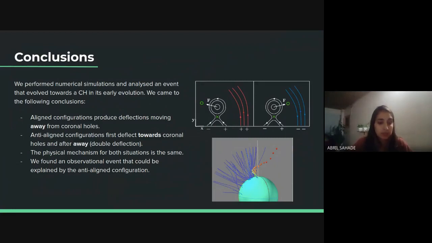Well, the deflection mechanism is the same for both cases. The flux rope is firstly attracted by the null point, and afterwards it continues this evolution, trying to follow the least resistance path. And well, the observational event that we found could be explained by the anti-aligned configuration. And as we will not be able to prove that, we can just show this.